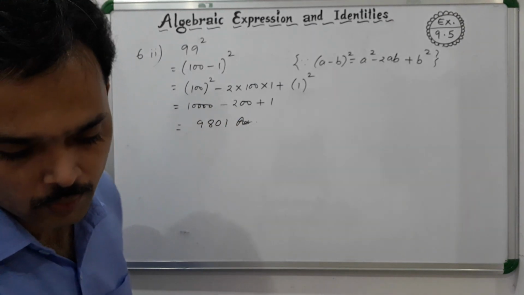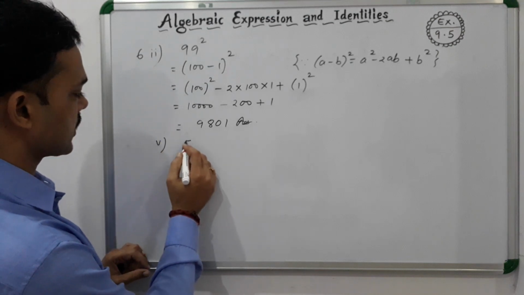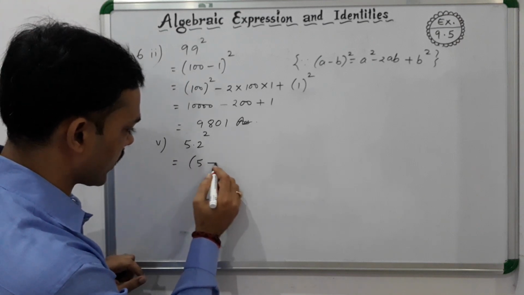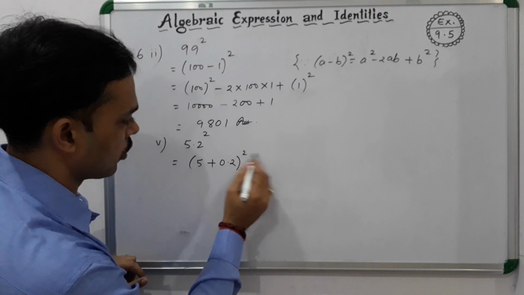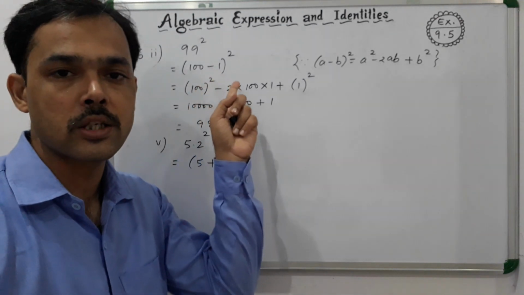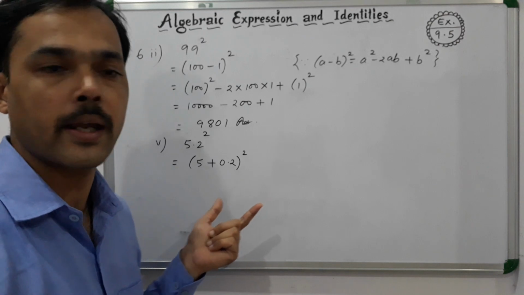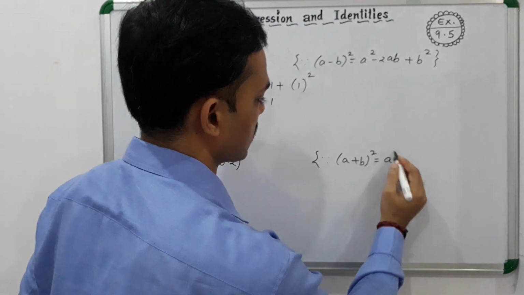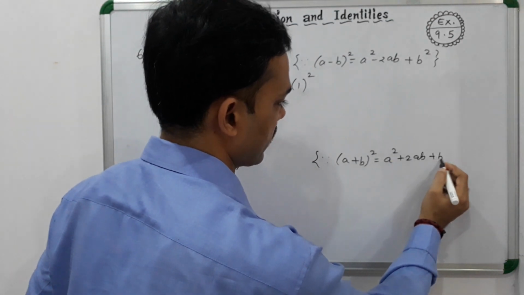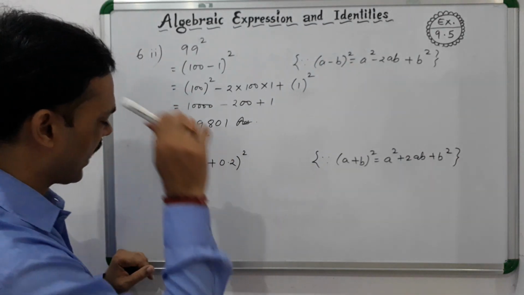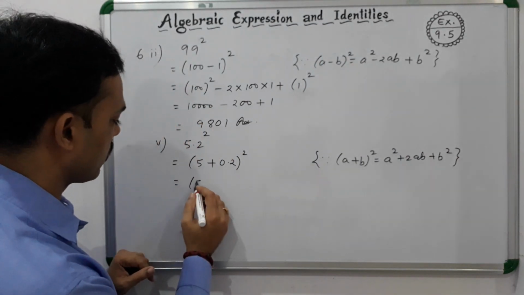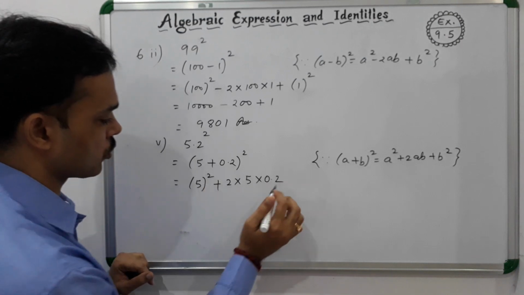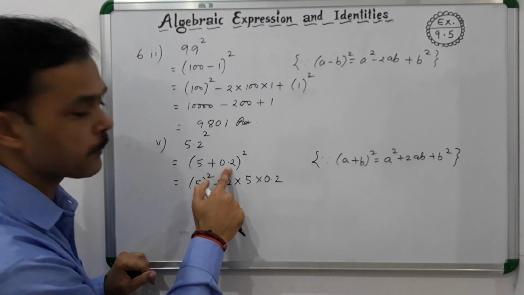After the second part, now let us do the fifth part. It is 5.2 whole square. We can write this 5.2 as 5 plus 0.2 whole square. Here it was a minus b, now it is in the form of a plus b. So since a plus b whole square equals a square plus 2ab plus b square, at place of a we have 5, and at place of b it is 0.2.